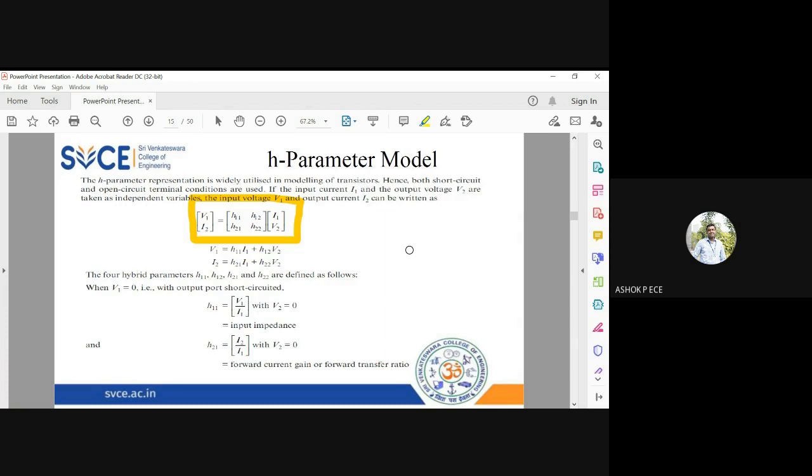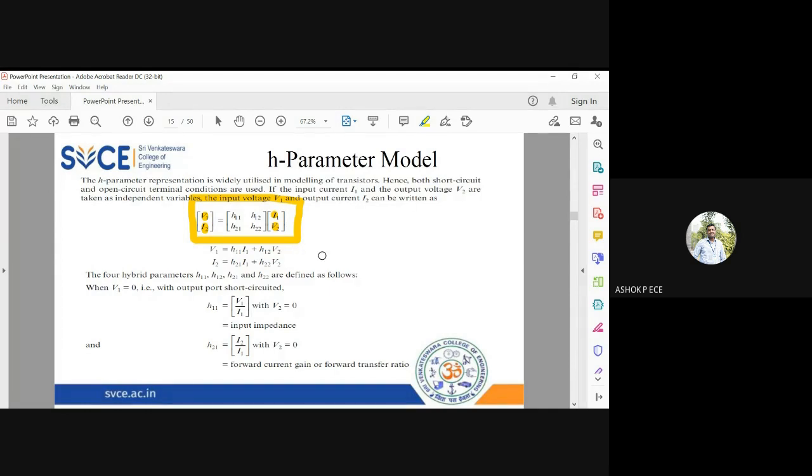Hybrid means mixed, so we will take V1 and I will take I2. I will take one parameter from the input, one parameter from the output. So V1, I2. And on this side, I will be changing the order. See here, first I have written V1 and next I have written I2. Now I will write I first, then V. And already I have taken I2, so naturally I have to write I1. Already I have taken V1, so I have to take V2.